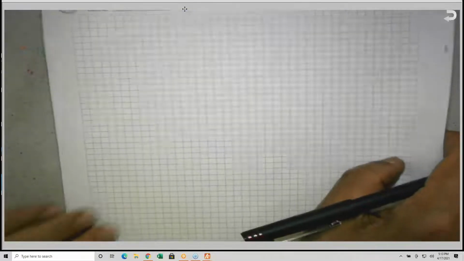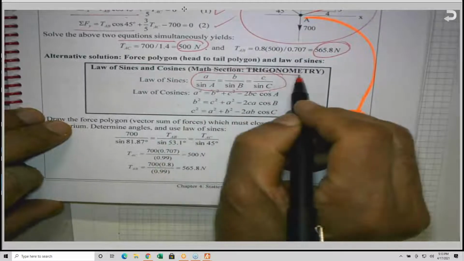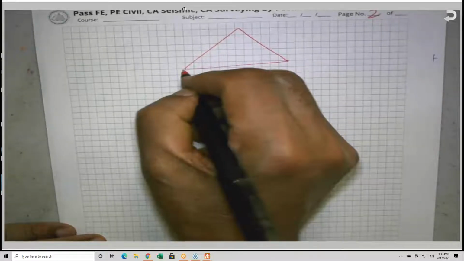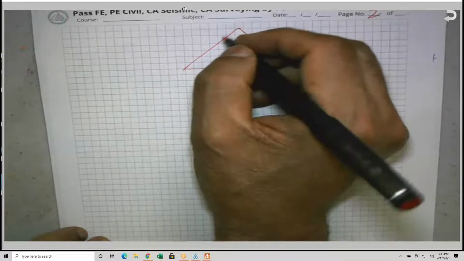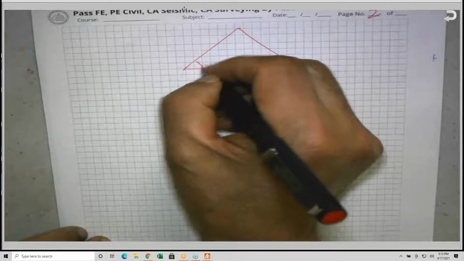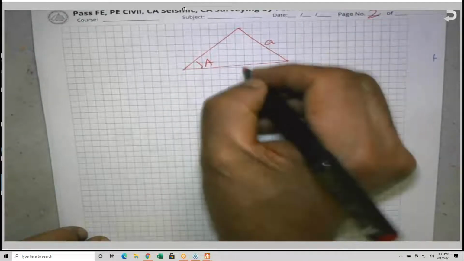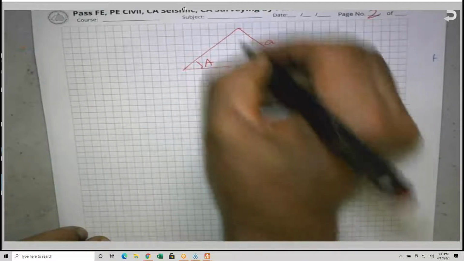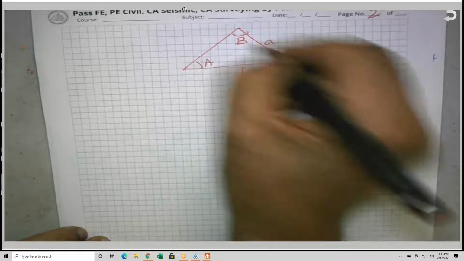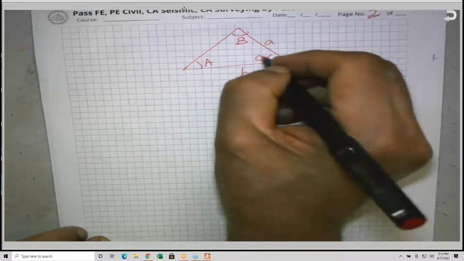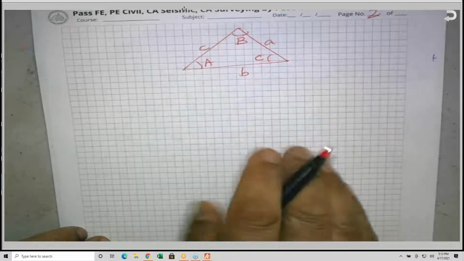So the law of sines and law of cosines are very important. Yeah, it is in the math section. Yes, I just saw it. Here it is, math section under trig. Okay, so if you do have a triangle like this, let me use the same notation they are using. If this is A, and this is A, and this is B as in boy, and this is B, and this is C, and this is lowercase c.